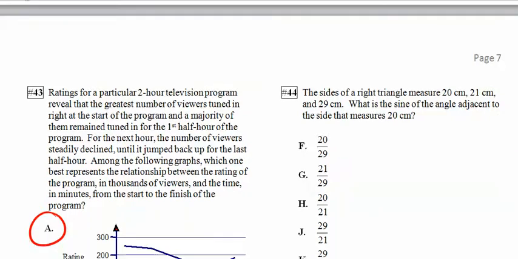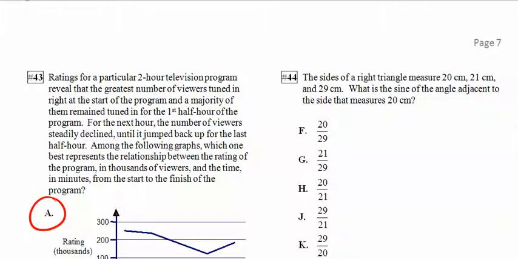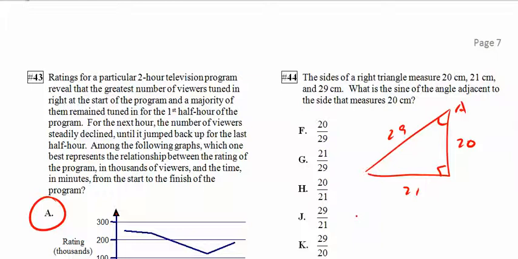Sides of a right triangle, 20, 21, and 29. That's a right triangle. What is the sine of the angle adjacent to the 20? That's here. We'll call it A. Sine of A equals opposite over hypotenuse, 21 over 29. G.